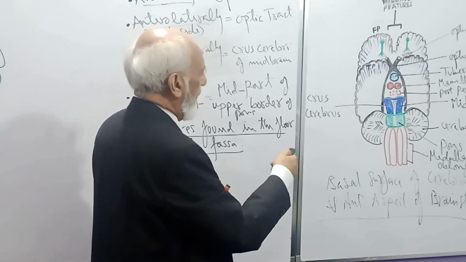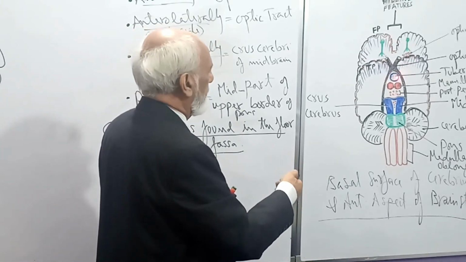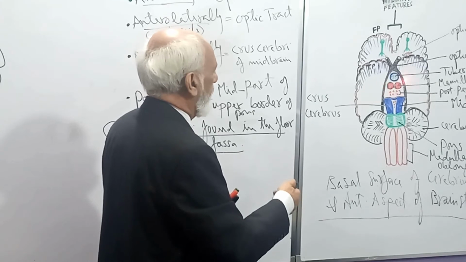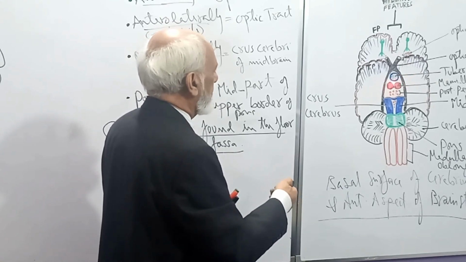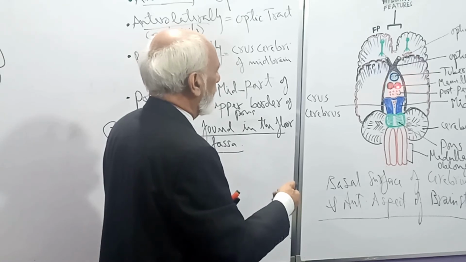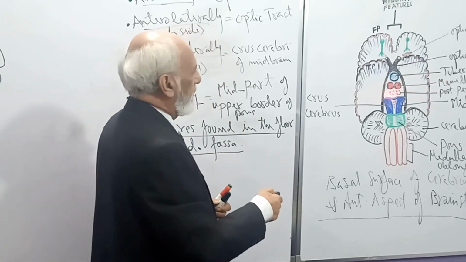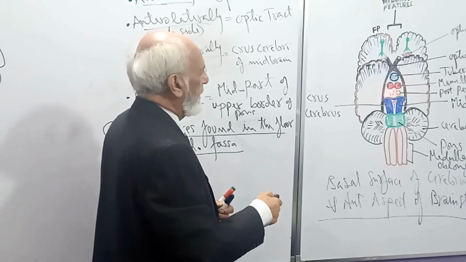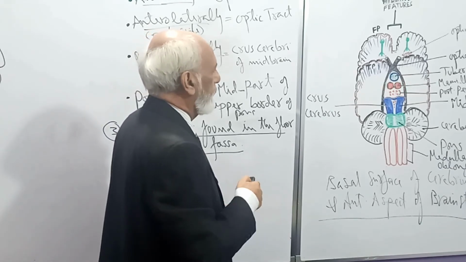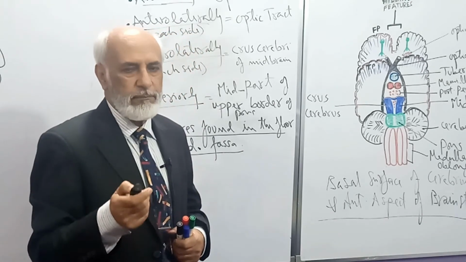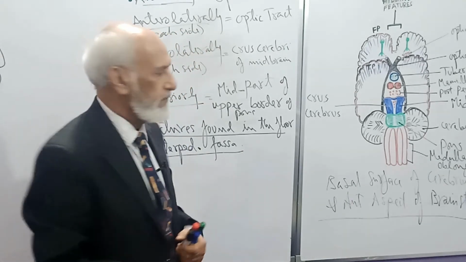Then still behind the tuber cinereum, there are two bodies, the mammillary bodies. This is the right mammillary body and this is the left mammillary body. Behind the mammillary bodies, again, here the brain tissue shows perforations known as the posterior perforated substance.